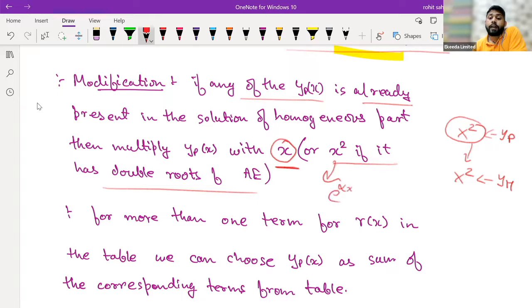So if it is having double roots, then you will have to multiply x square, because वहां पर अगर e to the power of alpha x होगा, अगर डबल रूट्स होंगे तो x टाइम्स ऑफ e to the power of alpha x भी होगा. इसीलिए जो आपको लेना पड़ेगा वो होगा x square e to the power of alpha x, like that. So you may have to go up to x square. 3 रूट्स रहे तो x cube तक जाना पड़ेगा.